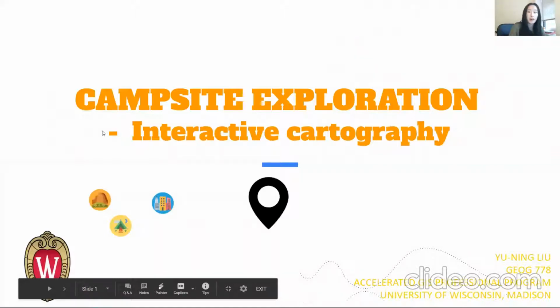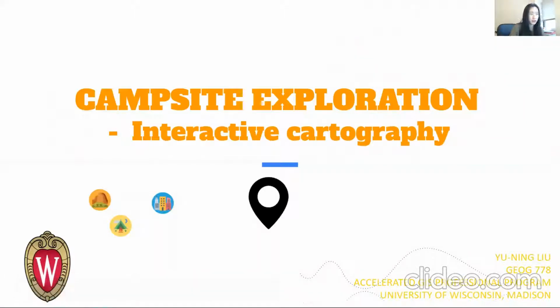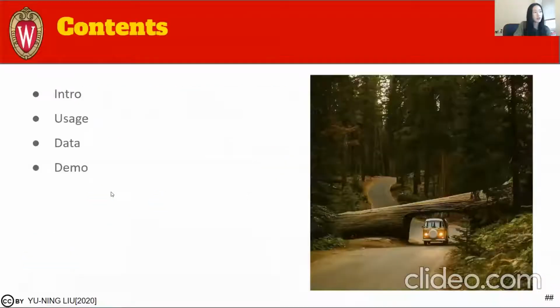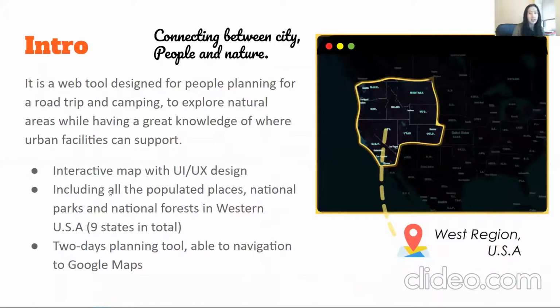My topic of the project is campsite exploration. It's for the planner to take a trip between the cities and the natural area. So it's an implementation of interactive cartography. I will first briefly introduce the usage, the function, the data where I got it from, and the demonstration. Basically, it is a web tool designed for people planning a road trip and camping to explore the natural area while having a great knowledge of where urban facilities can be explored.